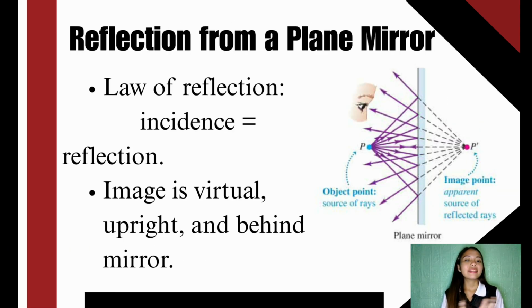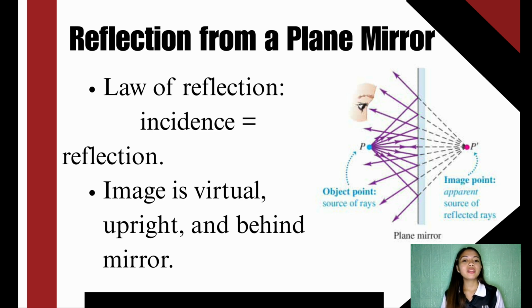Good day everyone. Let's start with reflection from a plane mirror. According to the law of reflection, the angle of incidence is equal to the angle of reflection. This means that the light ray hitting the mirror and the ray bouncing off the mirror make the same angle with the normal line. This line is perpendicular to the surface of the mirror.